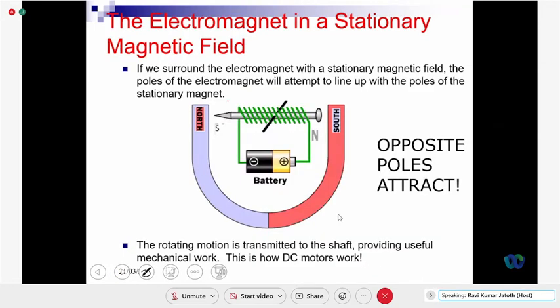Now the same setup I am keeping in a permanent magnet. So this is the battery, and I can take it as the armature equivalent, and this is the stator equivalent. A motor will have a stator and a rotor, right? So this is the stator and this is the rotor kind of thing. The magnetic field lines are from north to south.